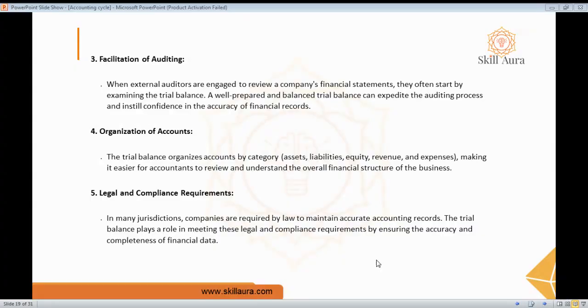The next one is legal and compliance requirements. Here, companies are required by law to maintain accurate accounting records. So it plays a role in meeting the legal and compliance requirements by ensuring the accuracy and completeness of the financial data.